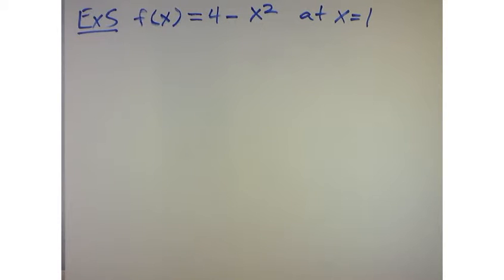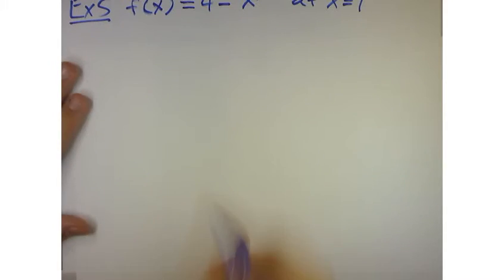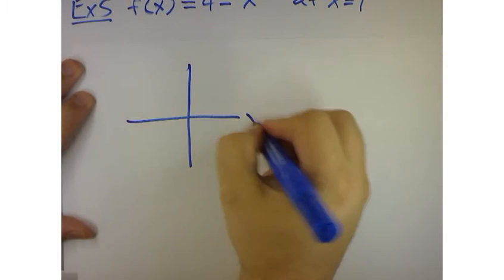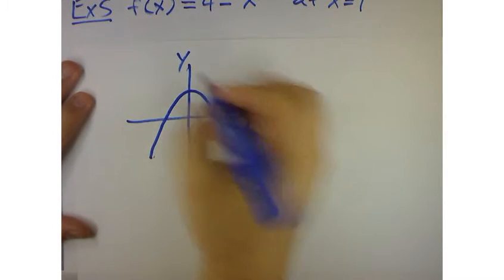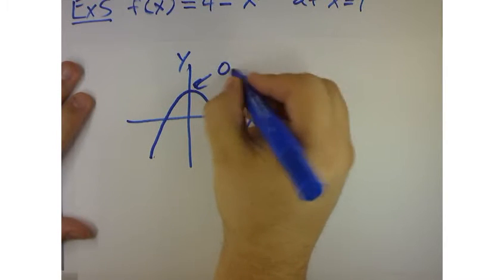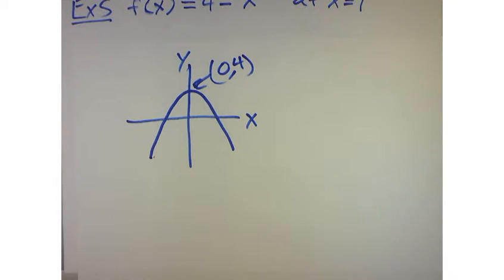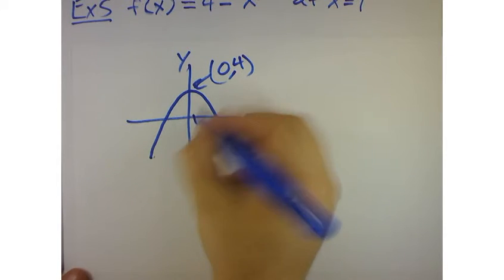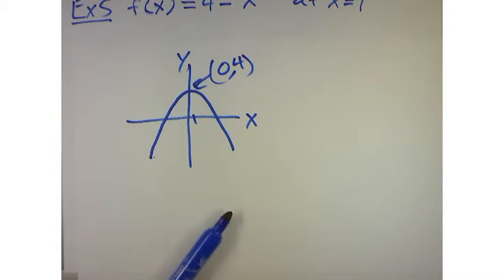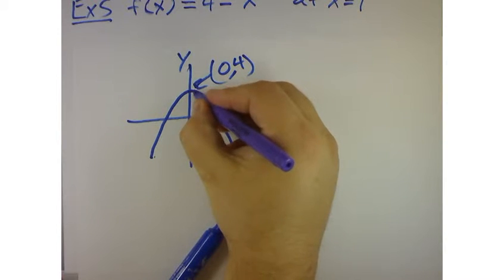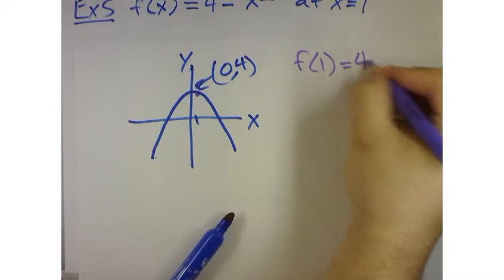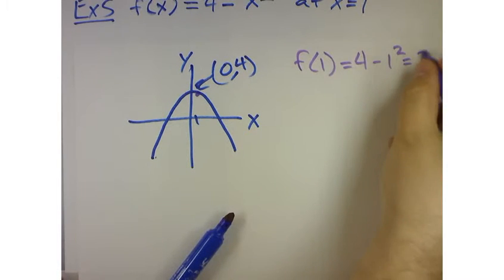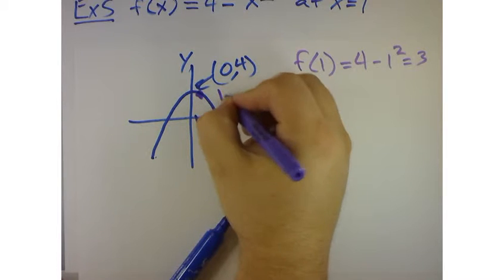If you're not sure, I'm going to draw the graph, and we'll come back to the graph later. If I were to graph this, it's going to be a parabola that's turned upside down, and it has a y-intercept at 0, 4. So that's the maximum value. What I'm interested in is the normal line. At x equals 1, I'm going to have a value here. If I figure out what that value is, f of 1 is equal to 4 minus 1 squared, or 3. So this point right here is 1, 3.